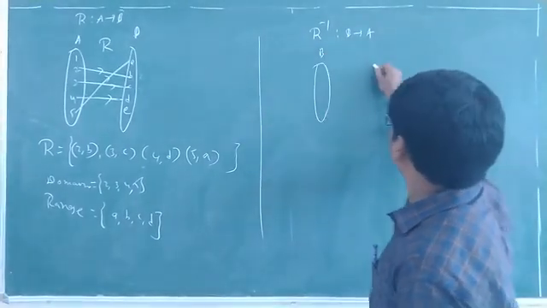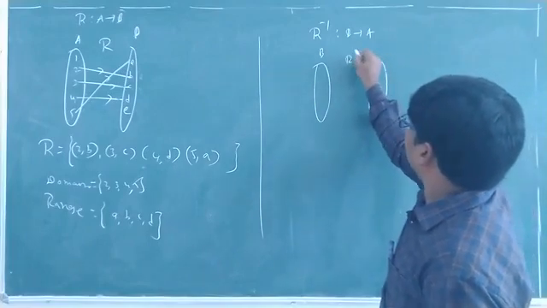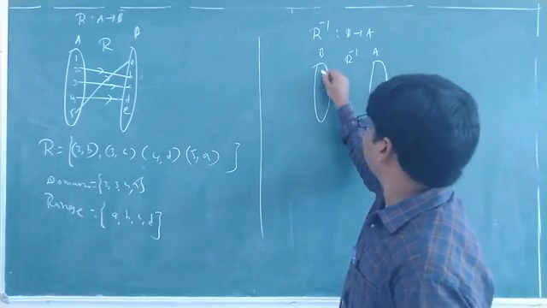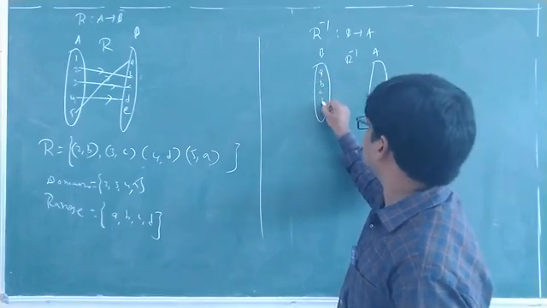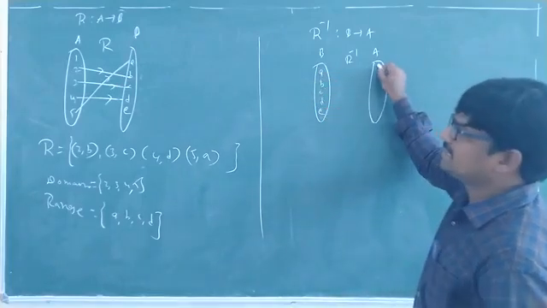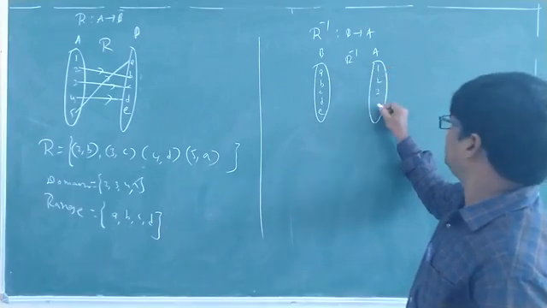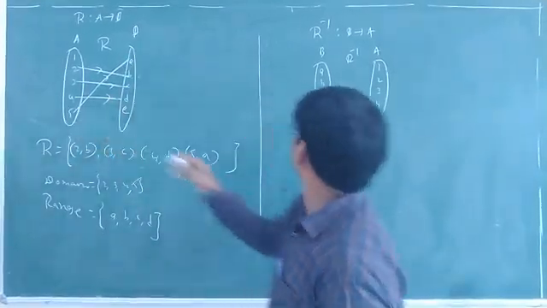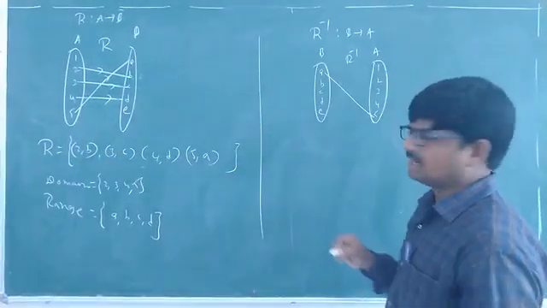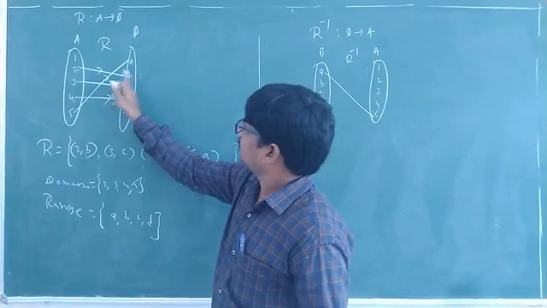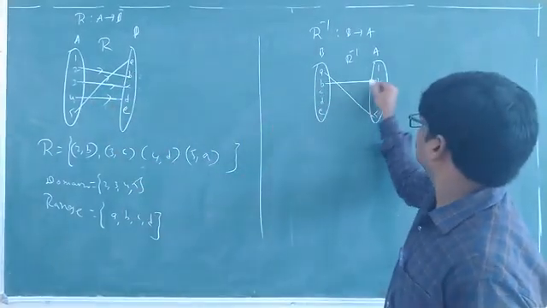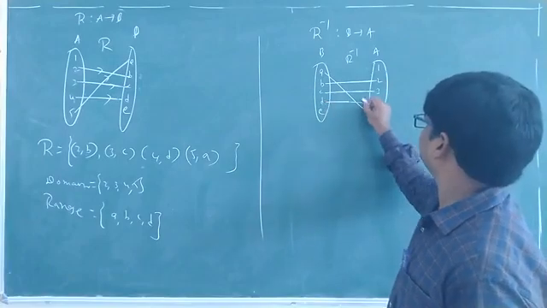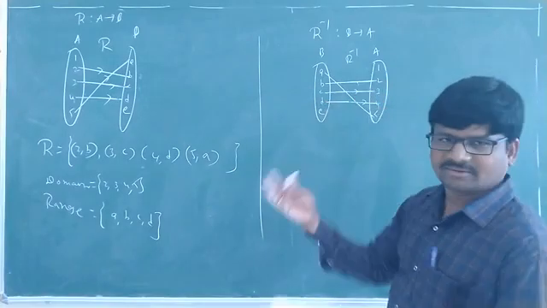Let's see. R inverse relation is from B to A. What are the elements in set B? A, B, C, D, E. What are the elements in set A? 1, 2, 3, 4, 5. Just see: A to 5, B to 2, C to 3, D to 4. That will be reversed.